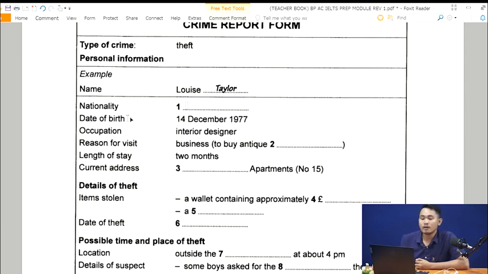Okay. Now, for number one, it's possibly a nationality. So if you figure that out, then you just have to prepare for the audio. Now, in the second question, guys, the clue is reason for visit. A reason why Louis Taylor wants to visit. In here it mentions business, and then after that to buy antique, blah blah blah. So it's possibly an object. It's possibly a noun as well. But what noun? What word is that?